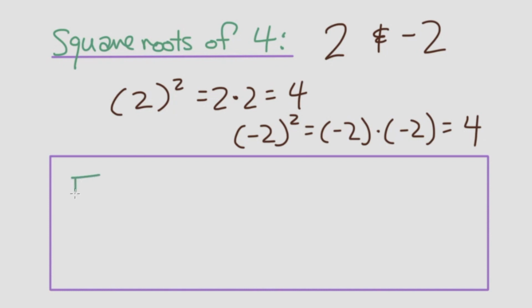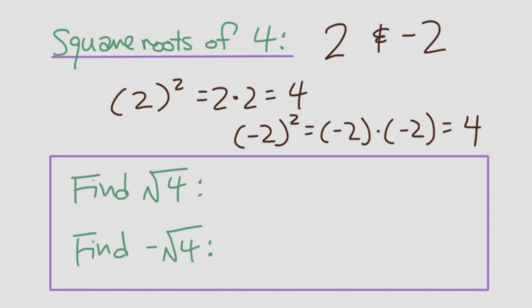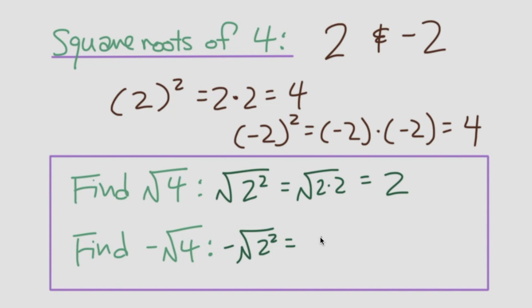Now, when they say find root 4, well, the answer to this is not negative 2. If they say find root 4 and find negative root 4, well, find root 4 is equal to root 2 to the power of 2, which is equal to root 2 times 2, which is equal to 2. Find negative root 4 is equal to negative root 2 to the power of 2, which is equal to negative root 2 times 2, which is equal to negative 2.